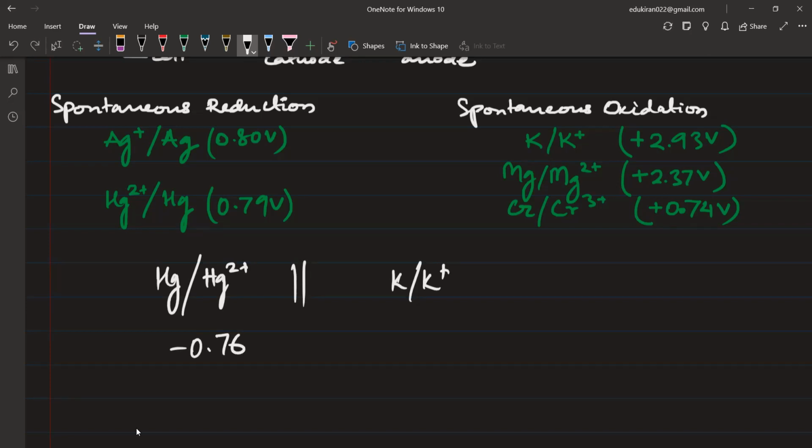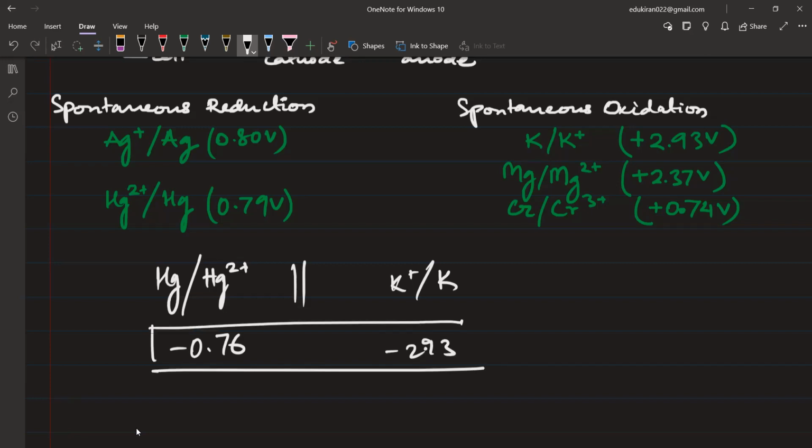And what about K to K plus? Wait, this is reversed. Here I should have written K plus to K, because it is the cathode. K plus to K will give me how much? K plus to K gives minus 2.93. So will this cell work? Can I call it a cell? A cell means a battery.